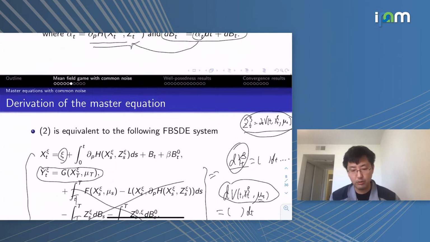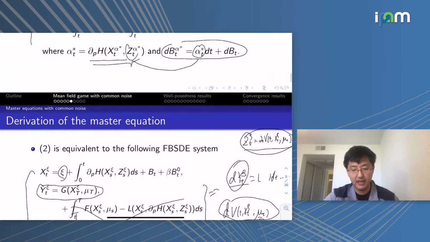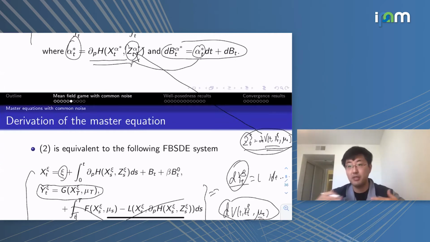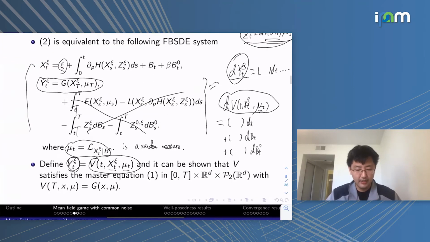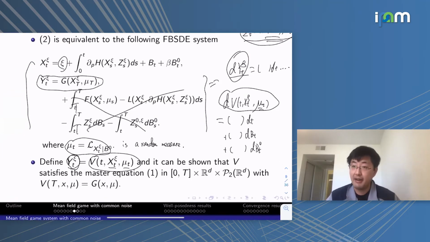And I also want to mention that you see here is Z_t of α star. So if you plug this in, you see the optimal control is the same as what you derive from the PDEs. So this is how we derive the master equation.